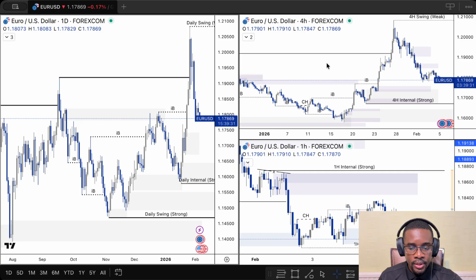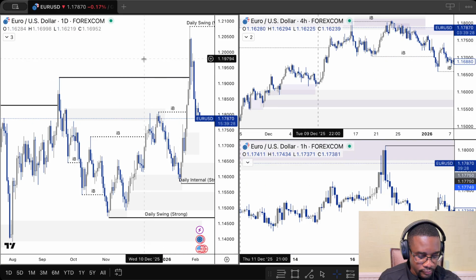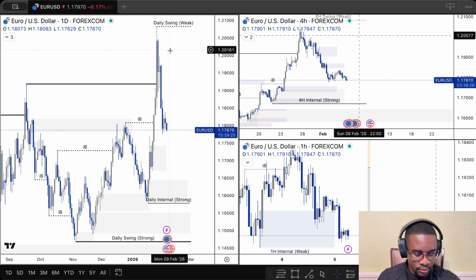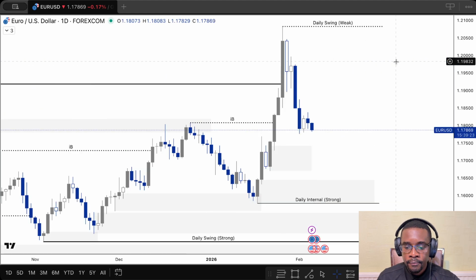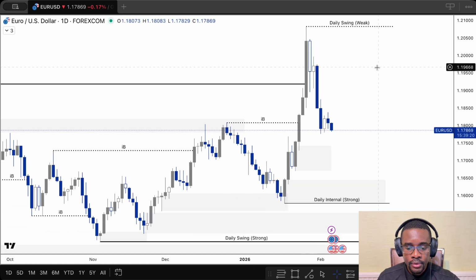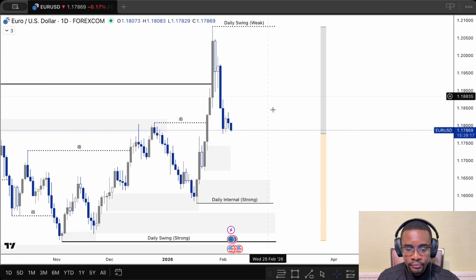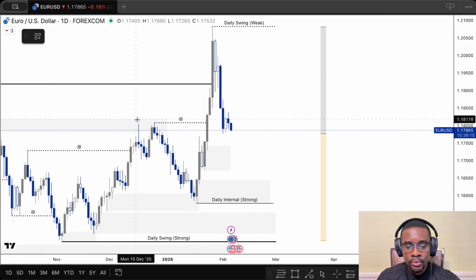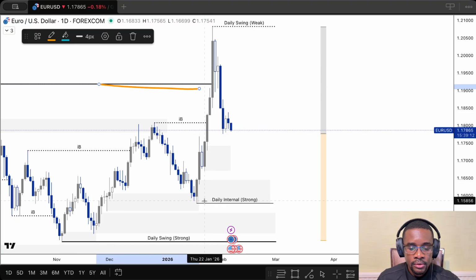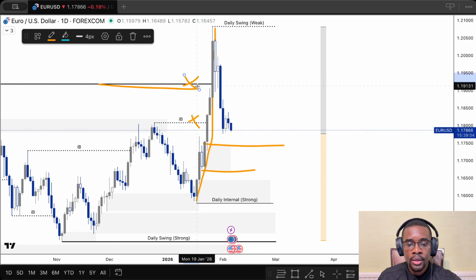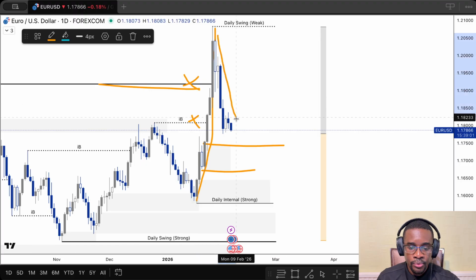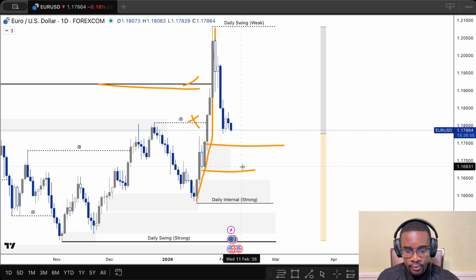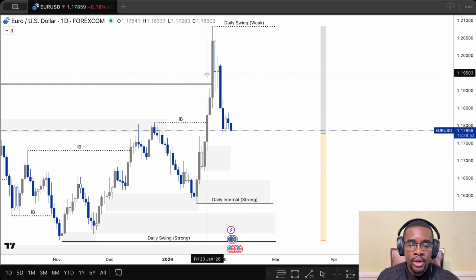So let's jump onto the charts and let's see. Looking at the Euro USD, starting on the daily. Okay, so we broke structure. We have a strong push up. This is the origin of the strong push, which resulted in an internal and swing break of structure. So the expectation is that price is going to pull back to the origin of the move. As we can see, price is already pulling back.